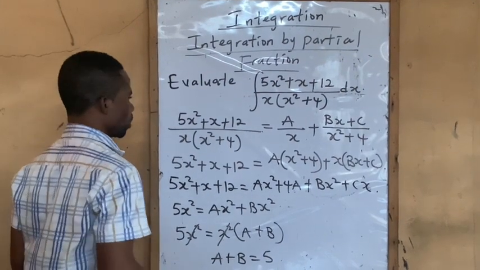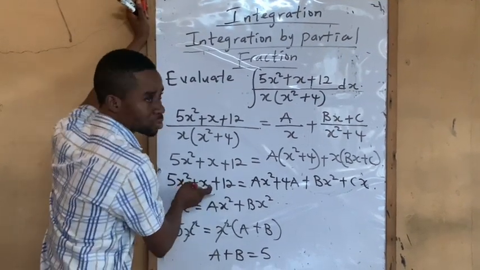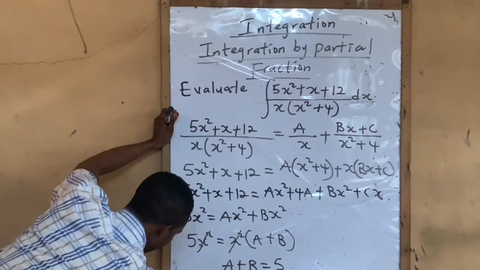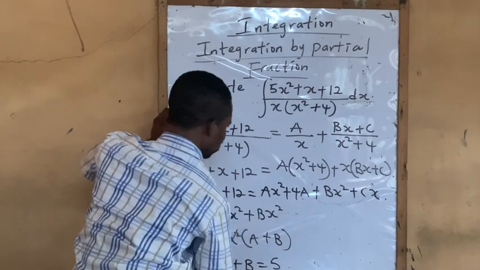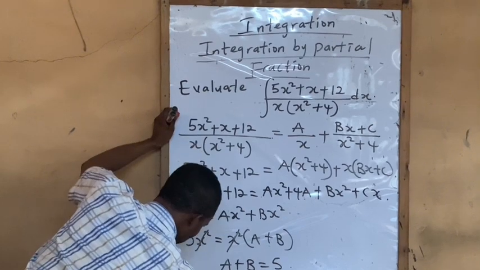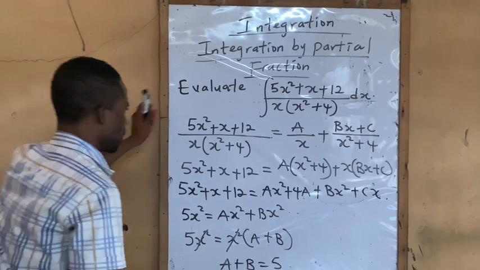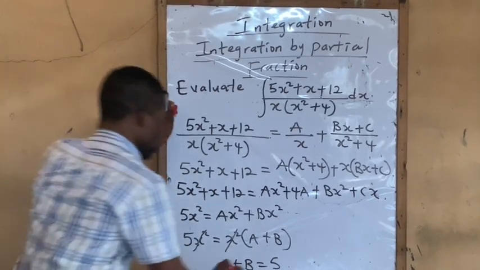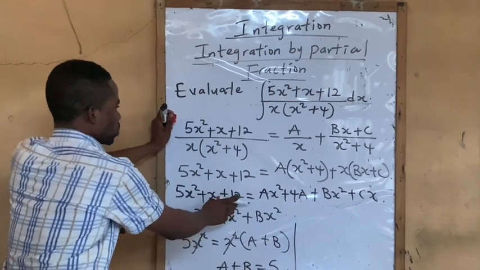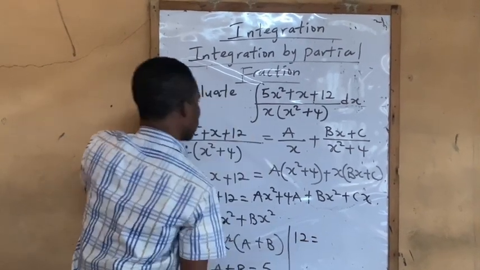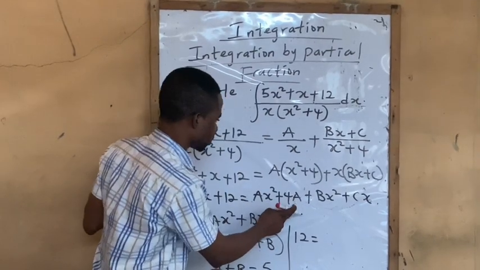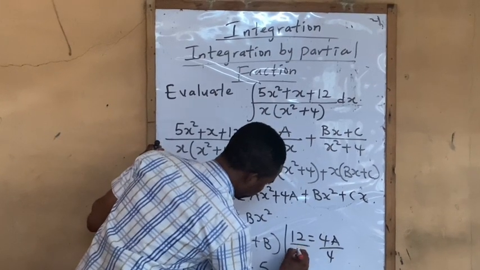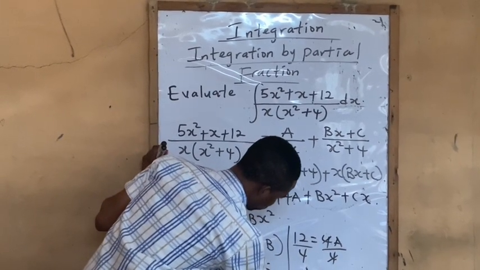Now let me take the coefficient of x and equate it with the opposite side here. That means our x here equals cx here, having cx here. So that means x cancels x, c equals 1. Now for the constant, our constant here is 12. 12 equals, we are having just 4a, that can be equated to the constant here. That is 4a, 4 divided by 4, our a equals 3.